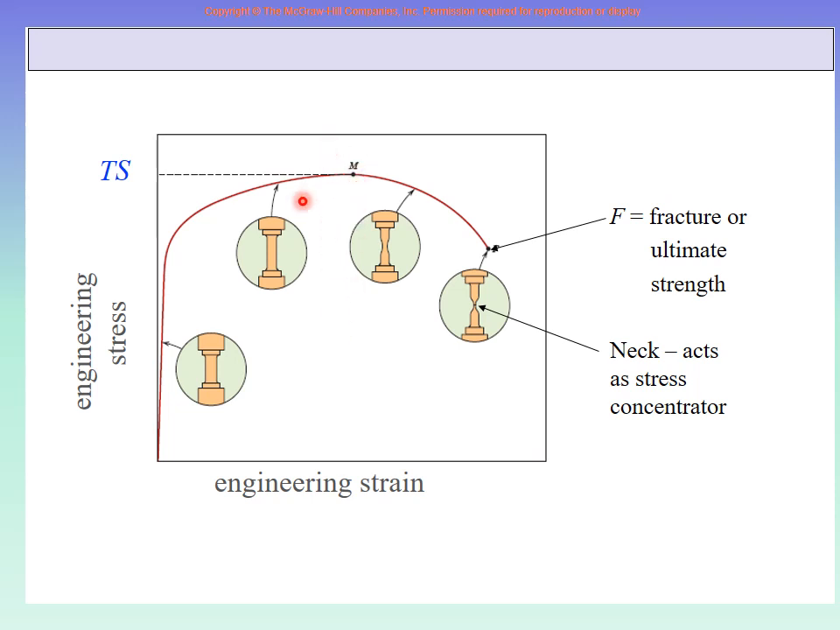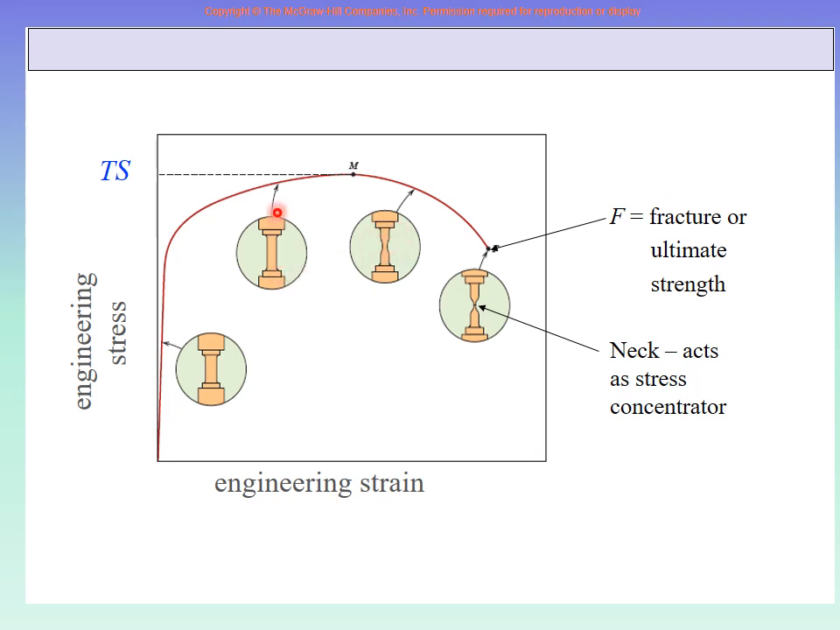So length is maximum, diameter is the smallest here, okay? So therefore it is very weak. If now you further load it, then the material has become weak. It cannot resist so much. So now what will happen? It will increase, but now the diameter will not remain uniform.